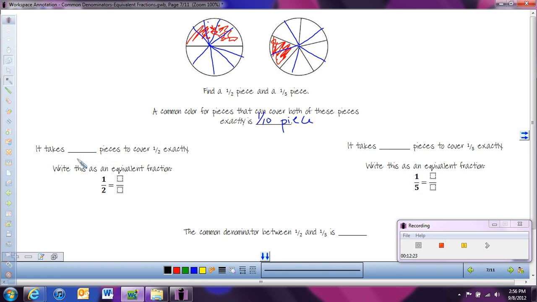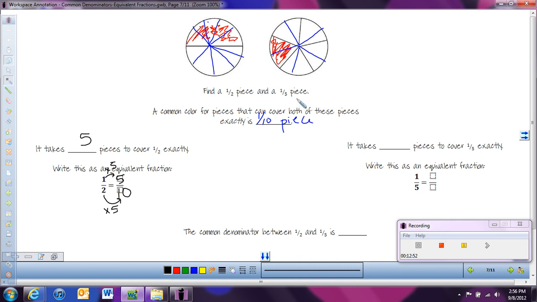I'm going to start with our 1/2 piece. How many pieces, or how many tenths fit on that 1/2? 1, 2, 3, 4, 5. 5 pieces covered it exactly. So we can write this as an equivalent fraction. 1/2 equals how many tenths? Because we said that the tenths cover both of them equally, or exactly. Well, we said 5 of those 10 are shaded. Or if we didn't have our picture, we could times by 5, times by 5.